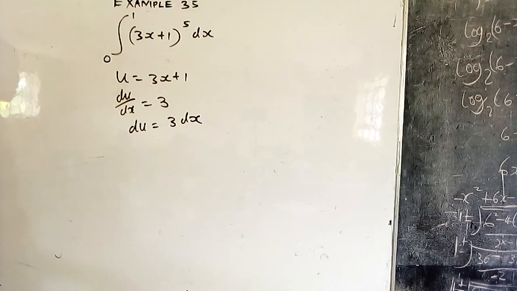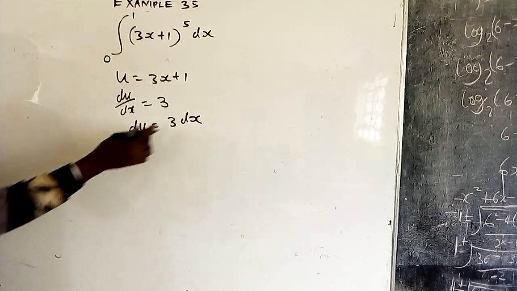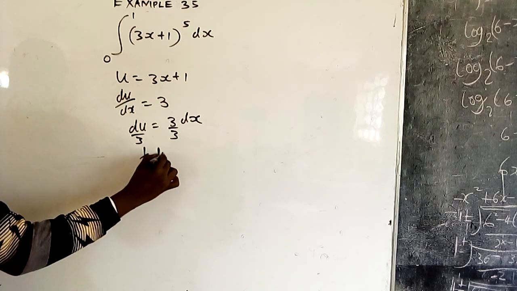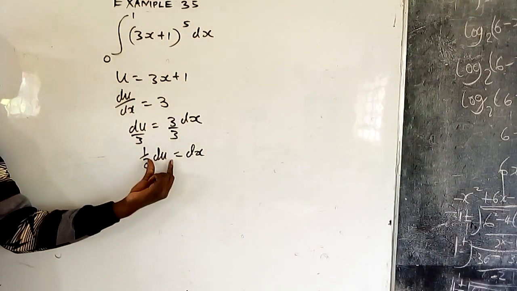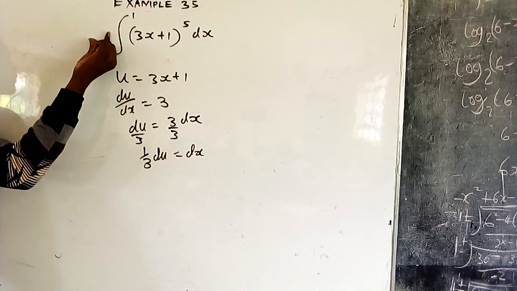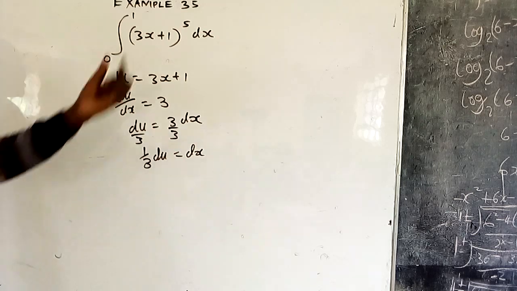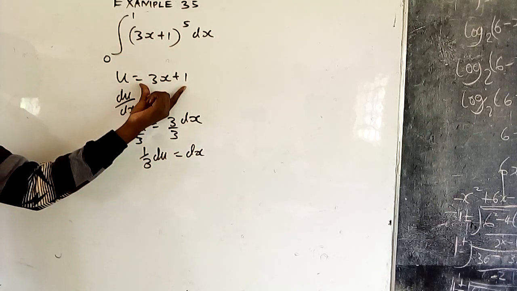Is that okay? So that is the same as bringing 3 this side, isn't it? It's the same as dividing both sides by 3. So that you get a third du is equal to dx, meaning where there is dx, you are going to put a third du. A third is a constant, it will be factorized outside, isn't it? Is that okay? Then where we have 3x plus 1, we put u, isn't it?